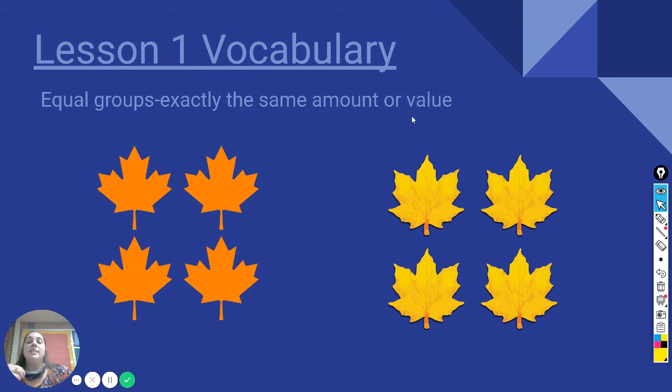This is our Lesson 1 vocabulary. As we come across new vocabulary terms, I'm going to tell you what the term is, what it means, and then show you a picture or something to help you understand what it means. And all of this vocabulary can also be found in your Google Classroom.